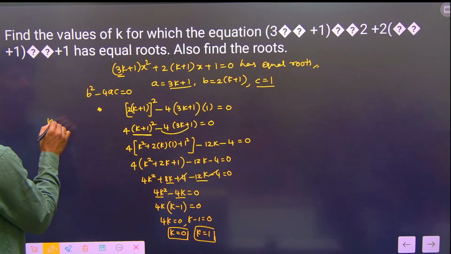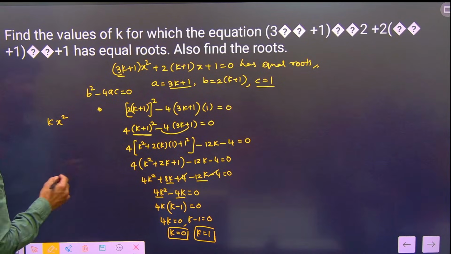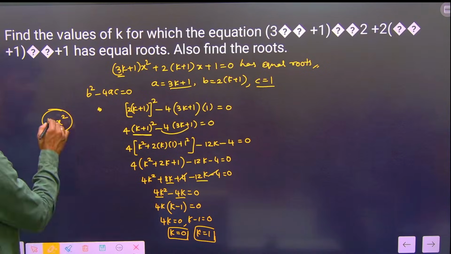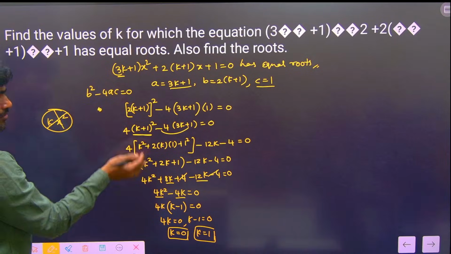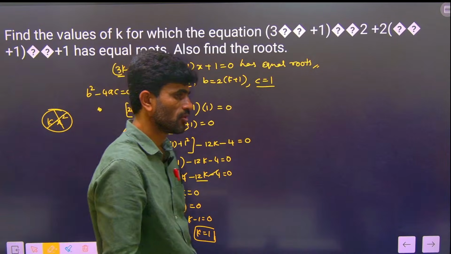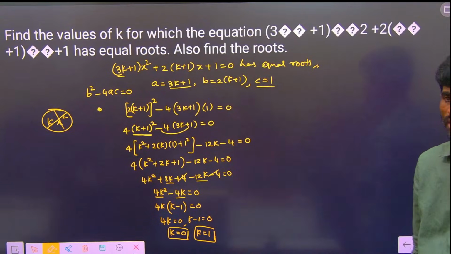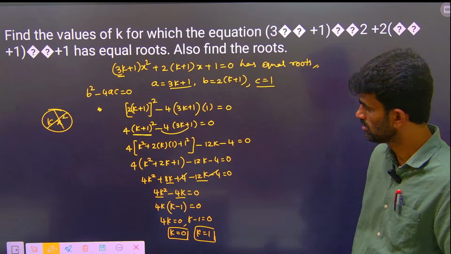Suppose if it is like this, k x square, and k becomes 0, what happens? The total x square is withdrawn. When x square is not there, it is not a quadratic equation. So we have to check whether we can take k is equal to 0 or not, and then write the answer at least. That is the final answer. K can be 0 or k can be 1.